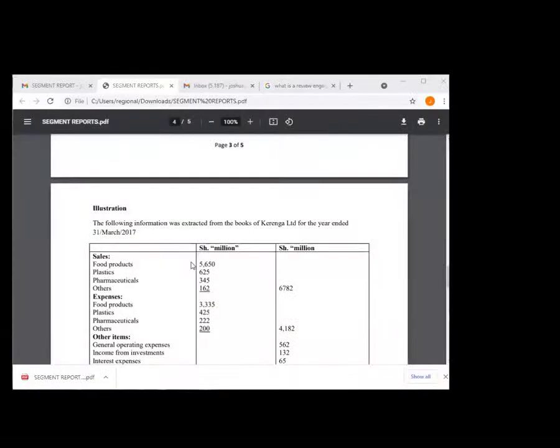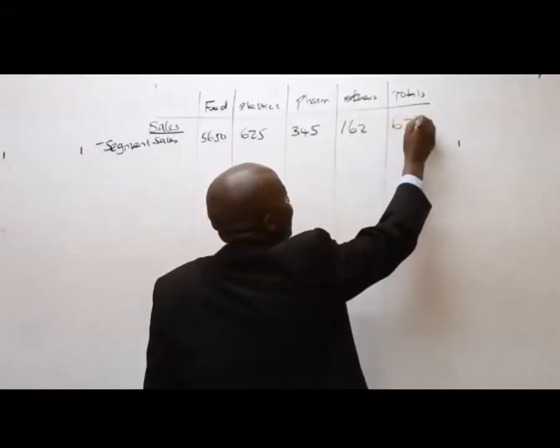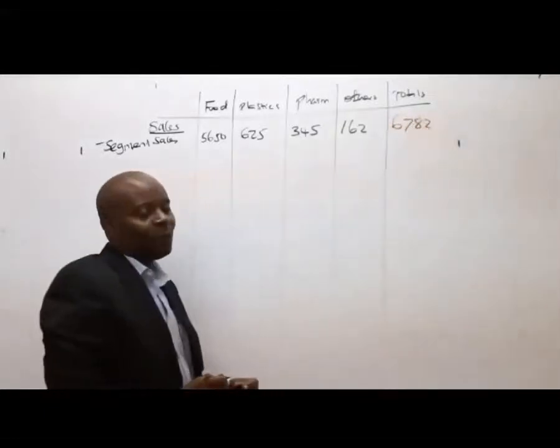So the segment sales, what do we have? You've been told food is 56.50. Plastics, what do we have there? 625. We have a farmer 345. We have others giving us 162, and then the total gives us, if you're able to see, 67.82.